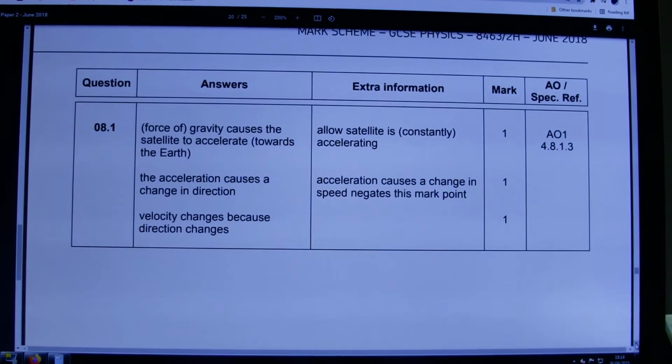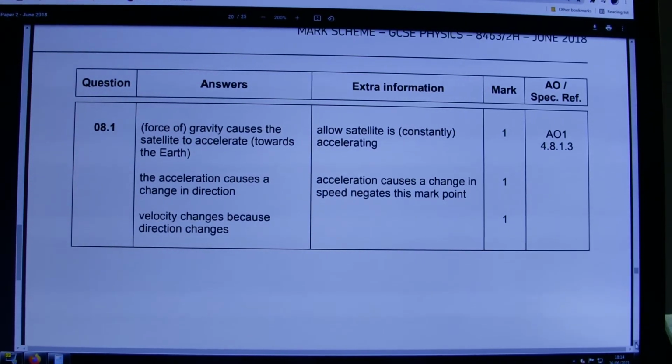Force of gravity causes the satellite to accelerate towards the Earth. Yes, indeed it does. The acceleration causes a change in direction. Acceleration is a change in direction. It's changing direction, but I mean, the car moves along the road. This causes its position to change.